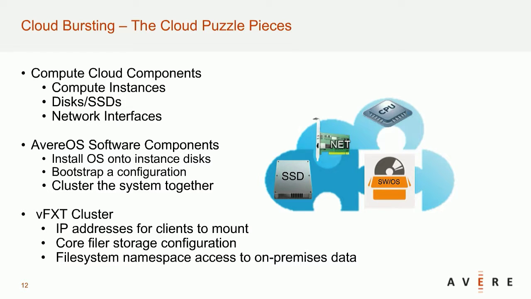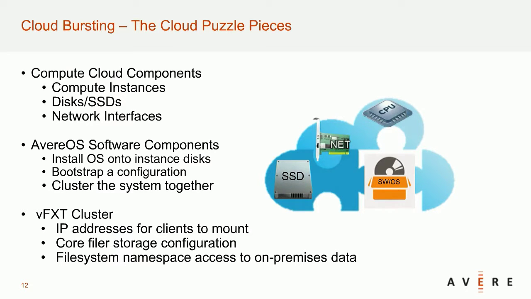Once you assemble all these, you end up with what we consider a vFXT cluster, a virtual FXT cluster, and essentially that gives you back IP addresses for your clients to mount. That's what you're going to distribute across the cloud compute infrastructure where your application is running, and that's where the clients are going to obtain their data from.